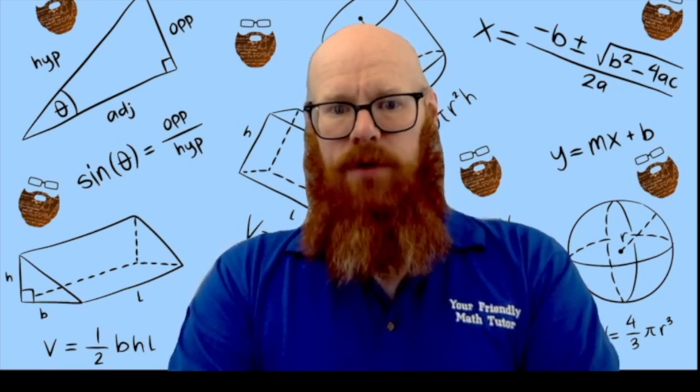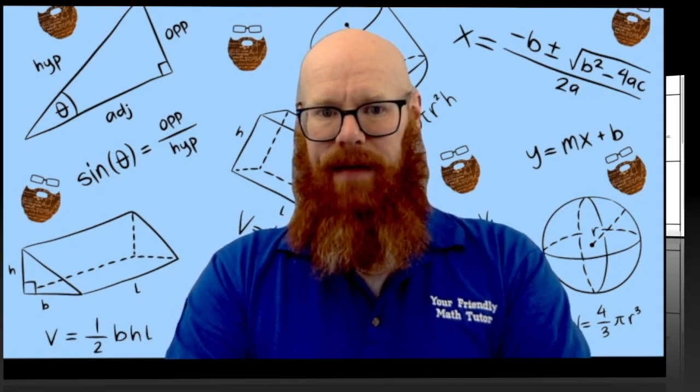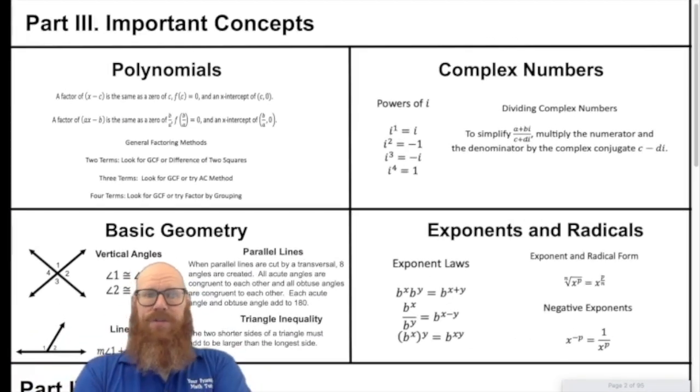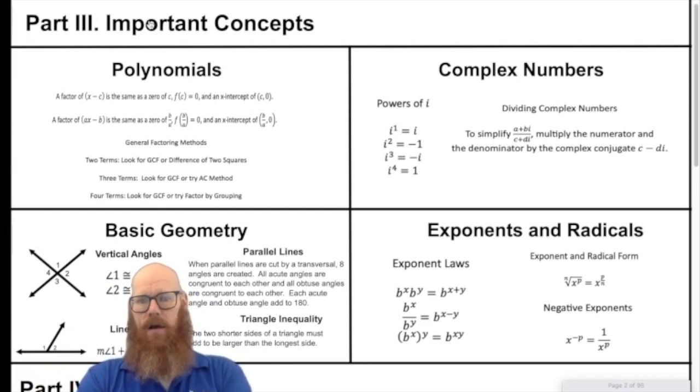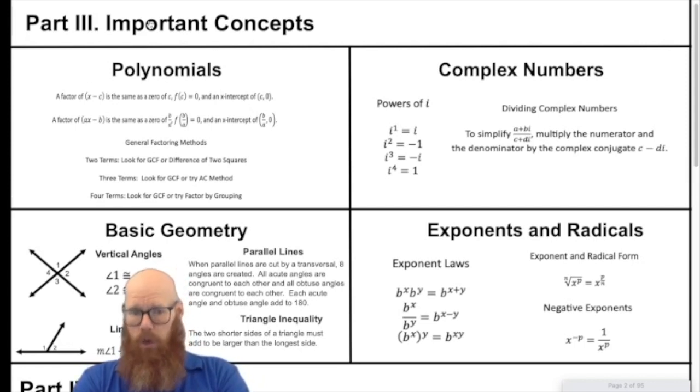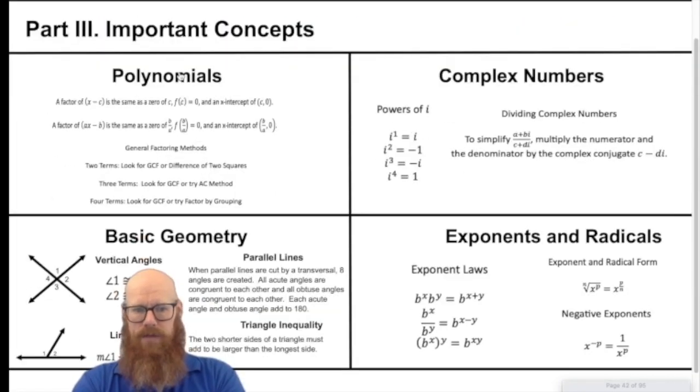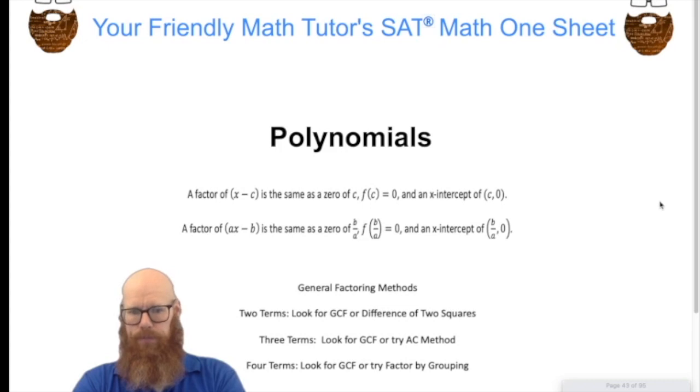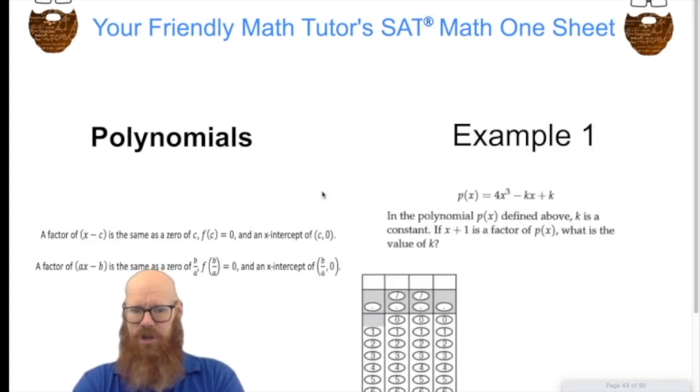All right, so let's dive into the one sheet today. Today's focus is part 3. We're on the back of the one sheet now. The important concepts we're going to focus on in this video are polynomials and complex numbers. Let's start with polynomials. With polynomials, we've got a section on factors and another section on general factoring methods. So let's jump into our factors.